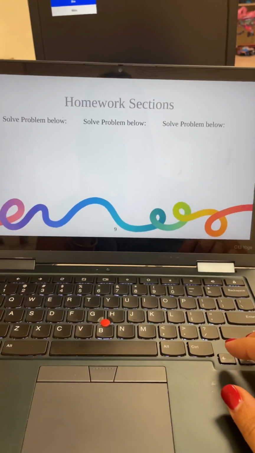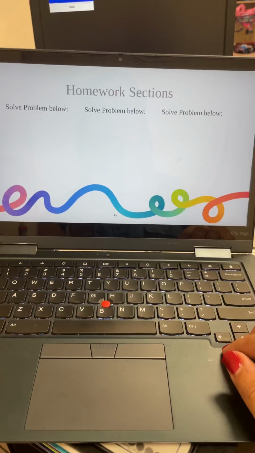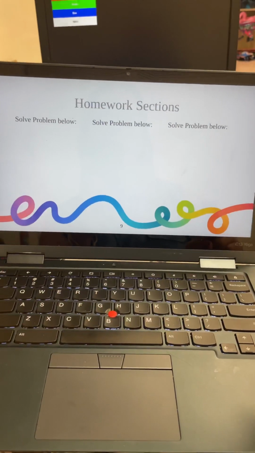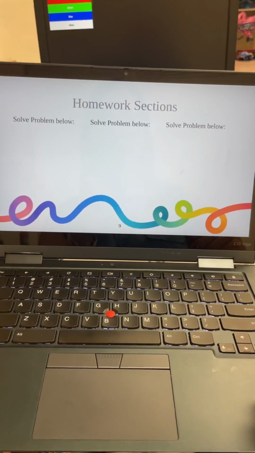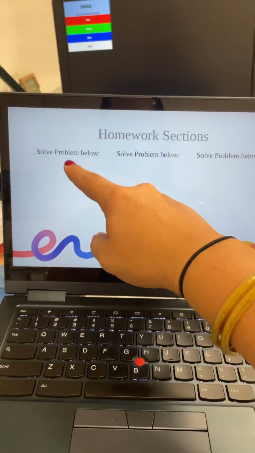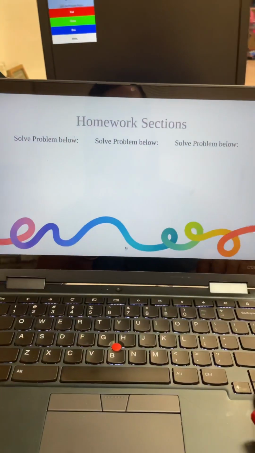This is a homework section, so I will provide 2 problems a day. A slide will be added or pages will be printed. Each problem can be solved here and they have to show their work.